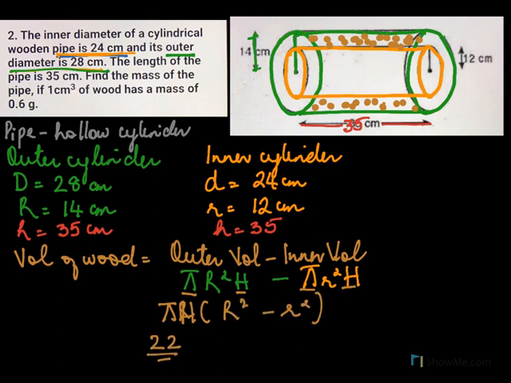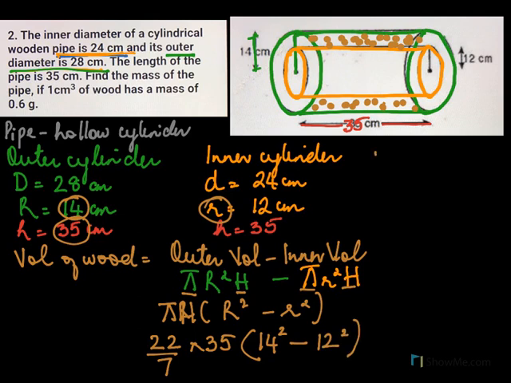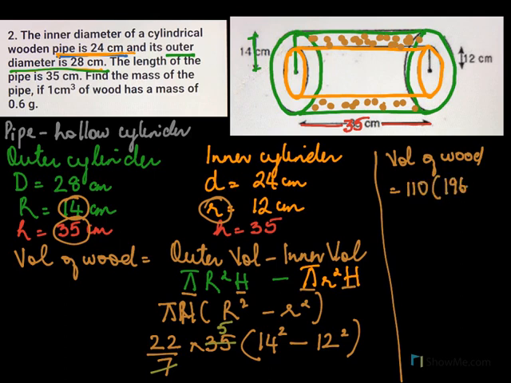Let's put the values. 22 by 7. Your h was 35, so I put 35. Your R was 14, so that is 14 square. This small r was 12 square. And then you continue calculating it. So volume of wood will be equal to, here we can cancel this out, this by 5, and then this works out as 110. 14 square is 196, 12 square is 144, and it works out as 5720 centimeter cube, the volume of the wood.